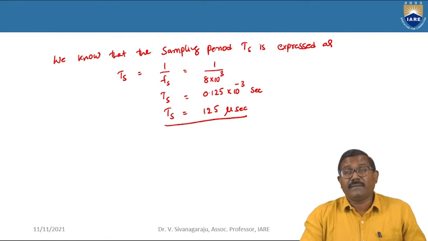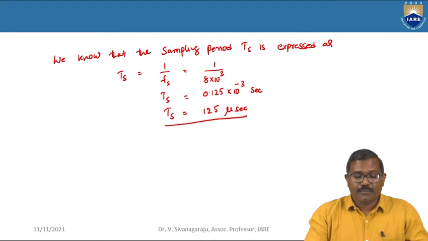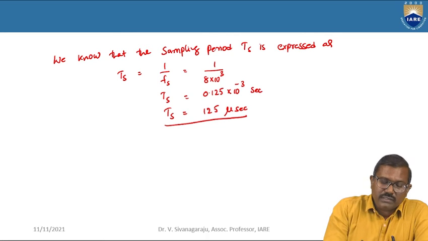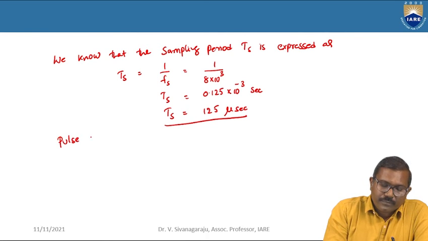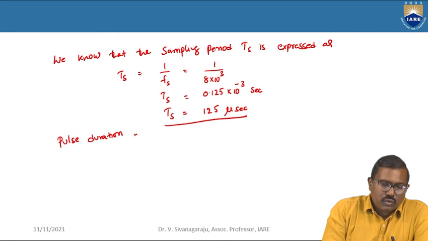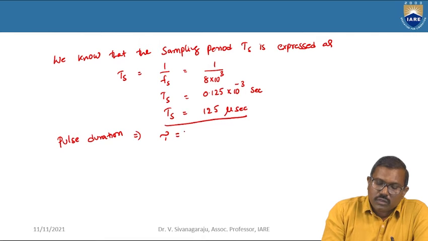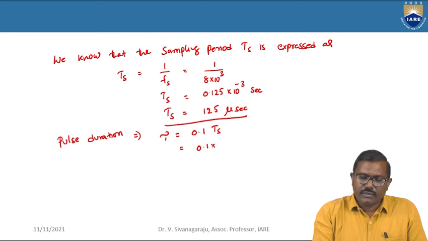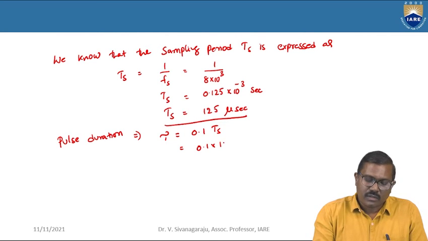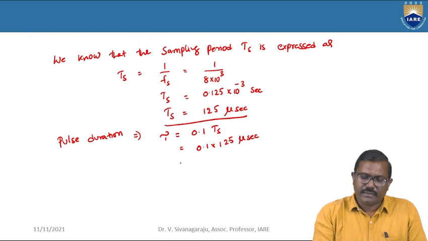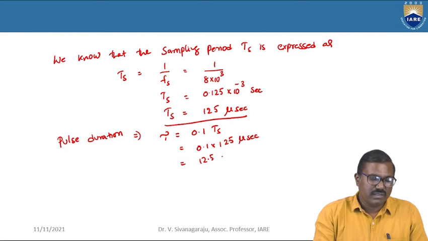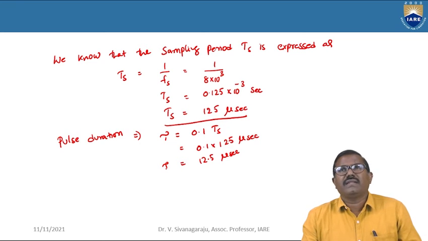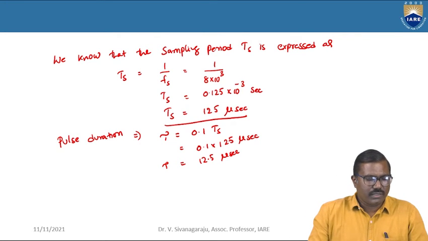And they have given another clue, that is tau. They have given the tau value, that is the pulse duration. Pulse duration tau is equal to 0.1 Ts. So 0.1 into Ts is 125 microseconds, so you get 12.5 microseconds. This is my pulse duration.